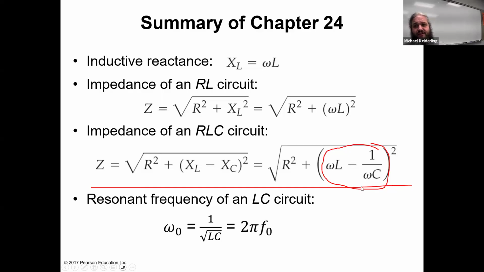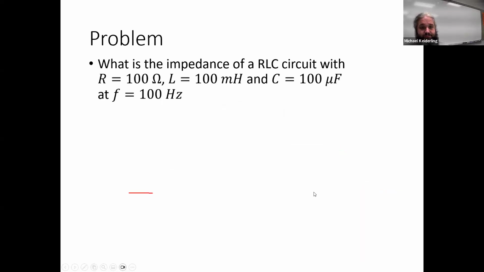And the resonant frequency, the point where this is going to have minimum Z, and so maximum current for an applied voltage, is where omega naught is 1 over square root of LC, because that is when omega L minus 1 over omega C equals 0. These cancel out. And that equals 2 pi times the frequency, of course.